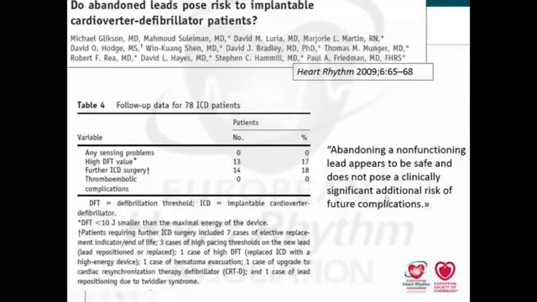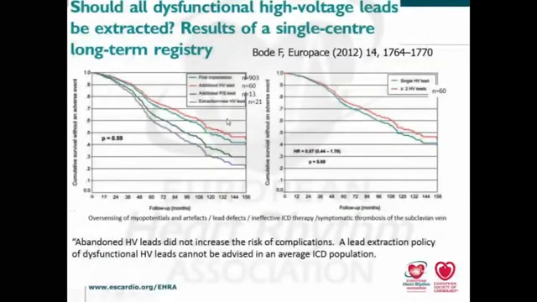And the conclusion of this series is that one can actually abandon non-functioning leads, and it does not pose a clinically significant risk for future complications. This conclusion is also supported by this more recent series in patients with ICDs who have a first implantation in green, and in red an additional HV lead, so they abandoned the dysfunctional leads and either added a pacing lead or actually extracted the leads.